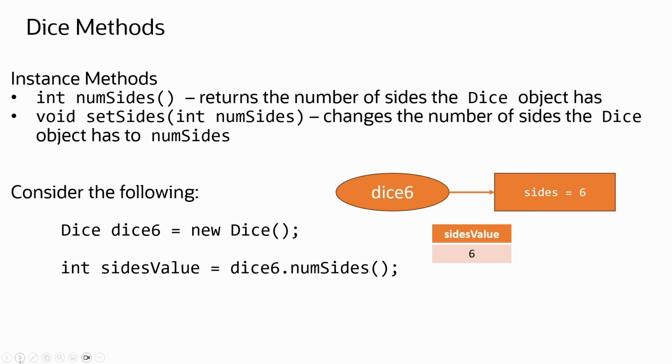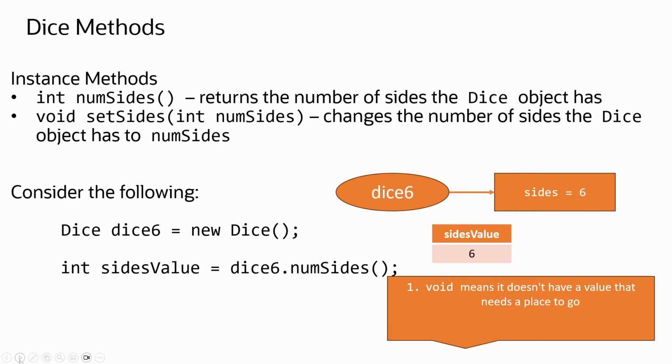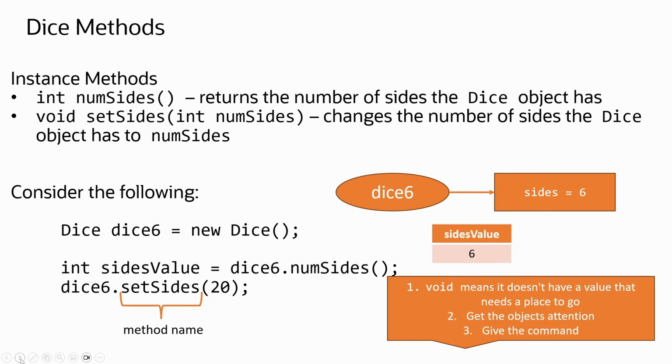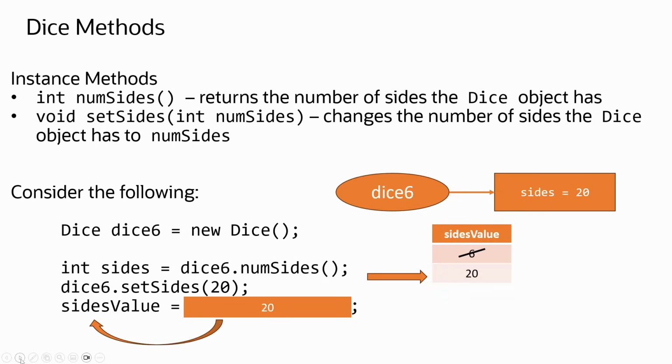Let's consider another method, void setSides(int numSides), which changes the number of sides the dice object has to numSides. It has a return type of void, the method name is setSides, and the parameter is int numSides. Because the return type is void, this means it doesn't have a value that needs to go somewhere. So our next step is to get the object's attention by using its name, dice6, the dot operator, then give the command setSides, which is the method name, and pass an argument. In this case, we're passing 20, and sides will get changed to 20. Now when we do sidesValue equals dice6.numSides(), the value 20 is returned, and sidesValue gets the value 20.